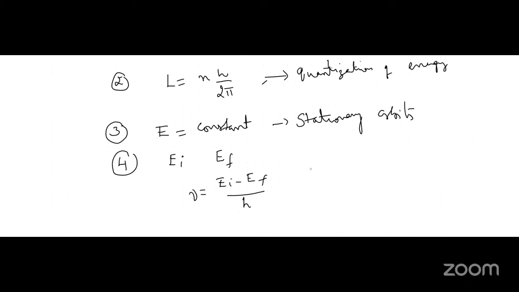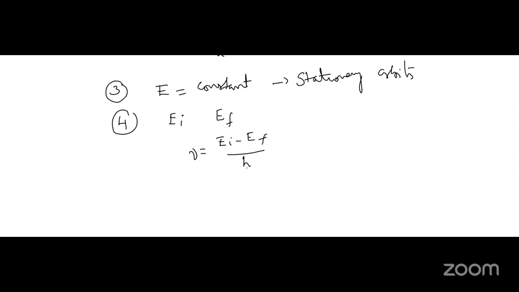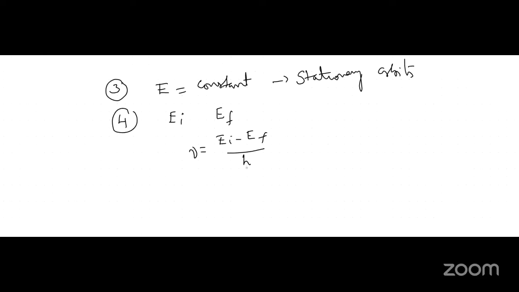And the fourth postulate of Niels Bohr is almost related to Einstein's postulate that the frequency of the quantum of electromagnetic radiation should be equal to the energy carried by the quantum divided by Planck's constant, that is (Ei minus Ef) by h. So these are the four postulates given by Niels Bohr.